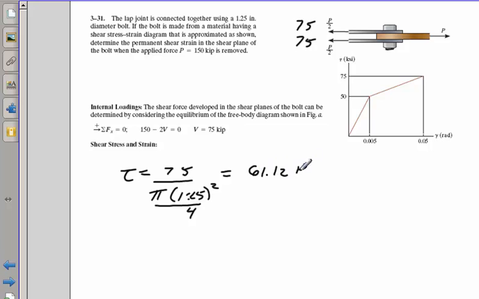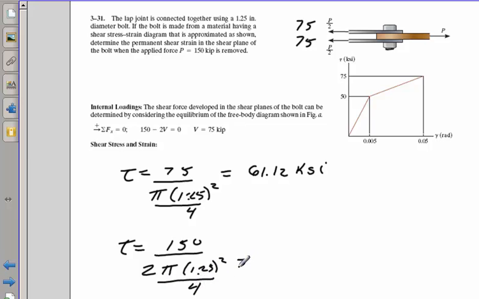61.12 KSI. Again, if you want to use the 150 and put it in double shear, you're going to get the same thing, except you're shearing across two areas. So just do pi times 1.25 squared divided by 4. Again, that's going to give you 61.12 KSI.